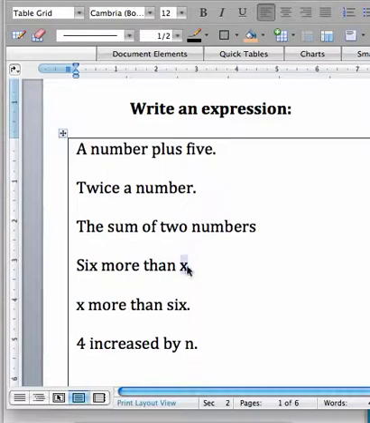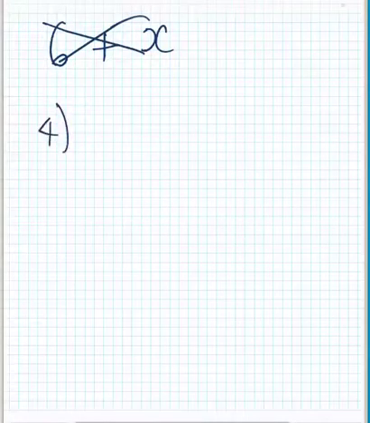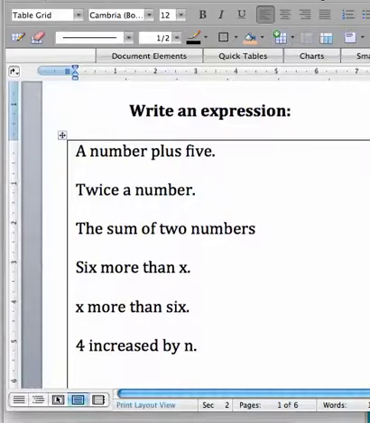Let's read it again. 6 more than x. So what was already there in the question? That means x was already there. So x should be first. So this was actually wrong. So for this one, I think we're up to 4. 6 more than x. X was already there and 6 more than that. And that's how this expression should look like. So keep that in mind. More than means plus. You can add that to your keywords if you want to. And this one here, 6 more than x. X was already there first.